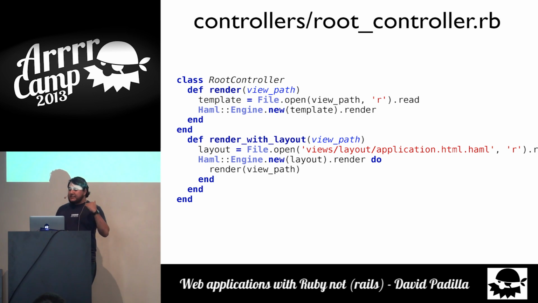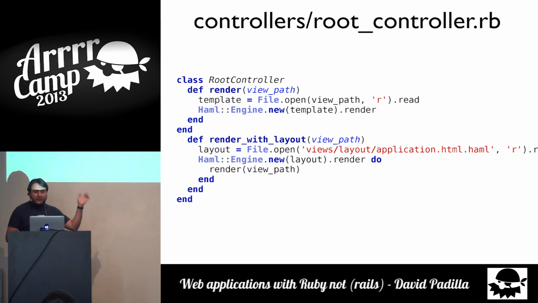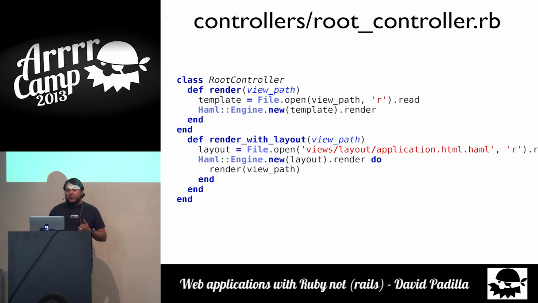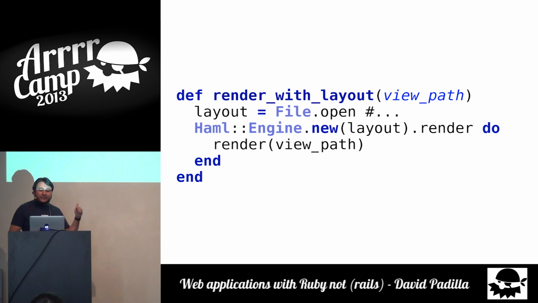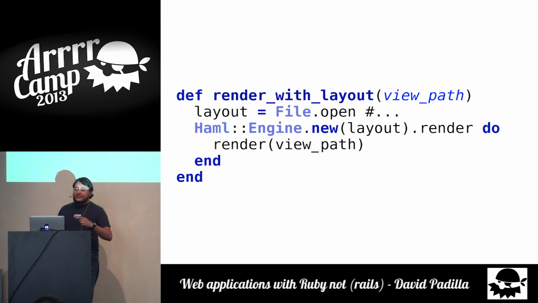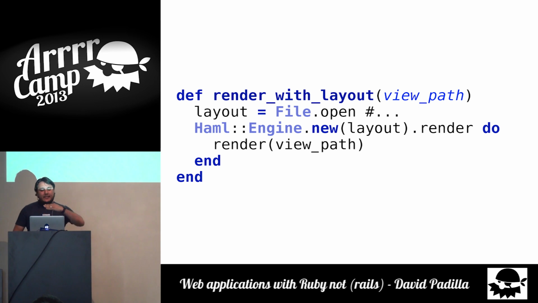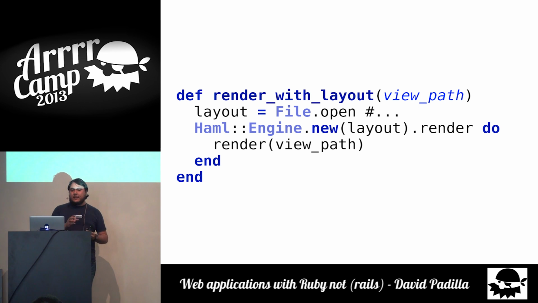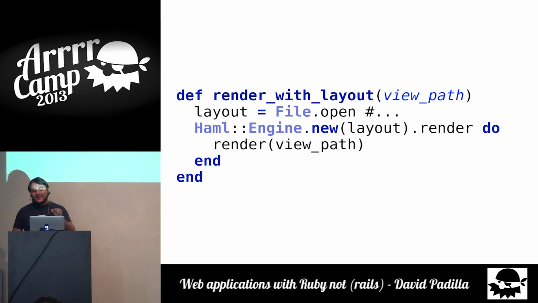And we'll also receive the same action view path that the other one is receiving, except that now what we're doing is first, we open the layout as a file, we read its contents, and then pass it over to the Haml engine. But the difference here is that we do render with a block, and then in the middle of the block, we add the rendering of the action. So that way, Haml will take that result and put it where the yield is in the layout.